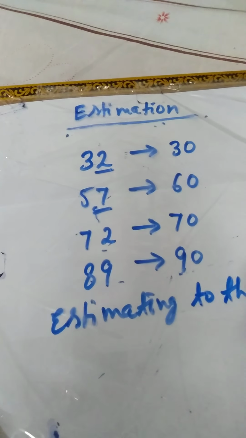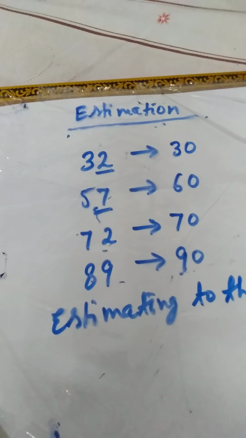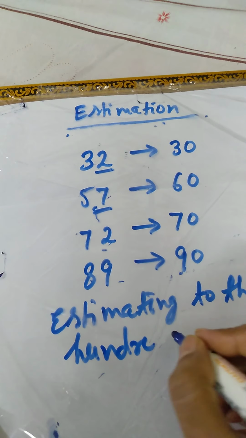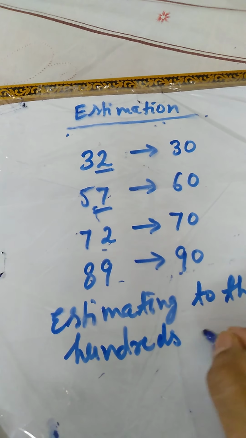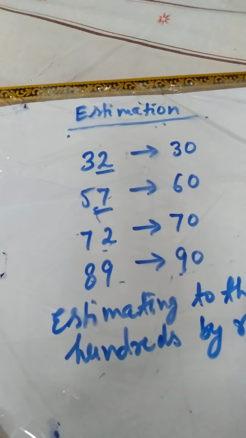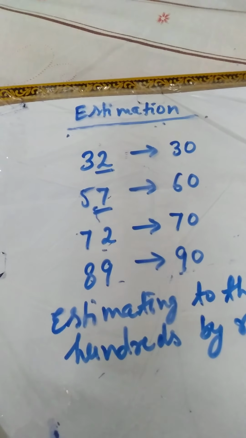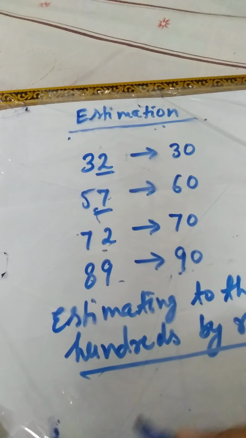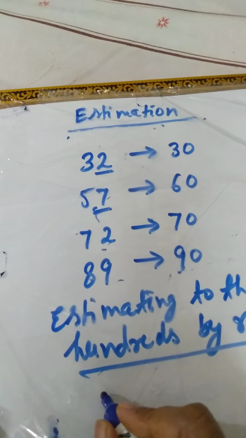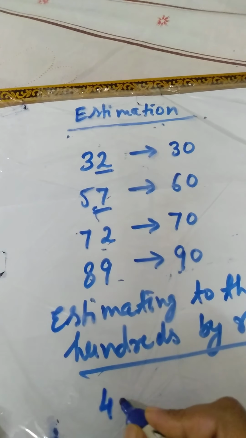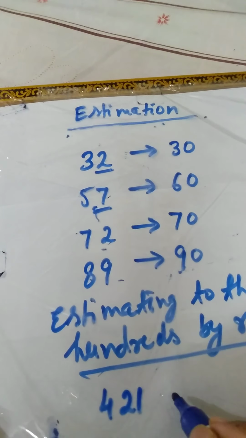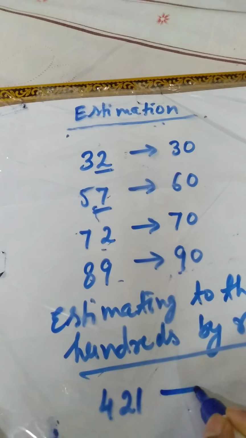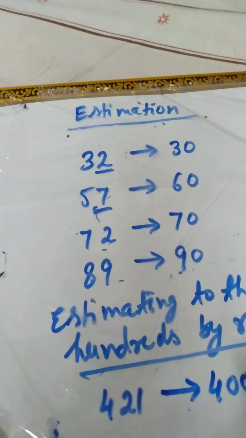Okay, now estimating to the nearest hundreds by rounding off. अब 100 प्लेस के लिए भी आपको यही देखना है कि आप देखोगे 400 अगर हम लिख रहे हैं 421. So it is more closer to 400 instead of 500. Okay, so it will round off to 400.